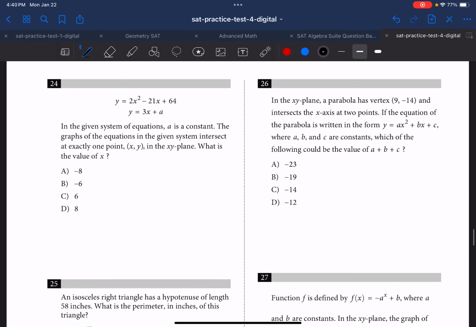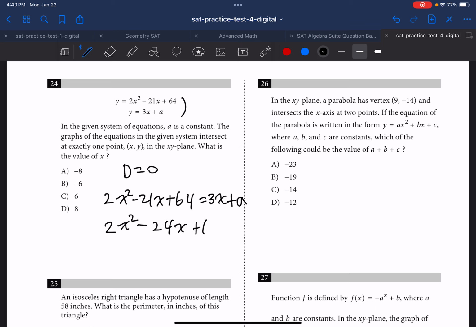Okay, question number 24. The graphs of the equations in the given system intersect at exactly 1 point. So this means that d is equal to 0. So if we simplify this first, set it equal. We are doing this because x has to be the same value. Minus 24x plus 64 minus a. Okay, so now we use the d formula.